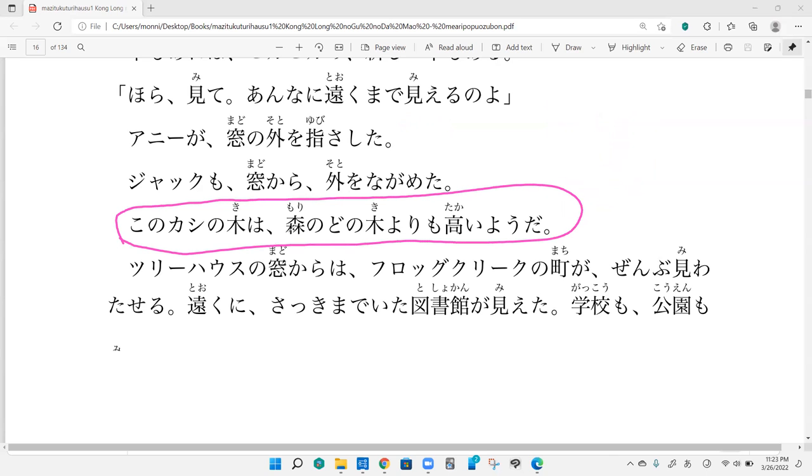Next is this guy. "Kono kashi no ki wa mori no dono ki yori mo takai yō da." Nice. You remember what kashi meant? Kashi, evergreen tree. Exactly. So then we have yori right here.